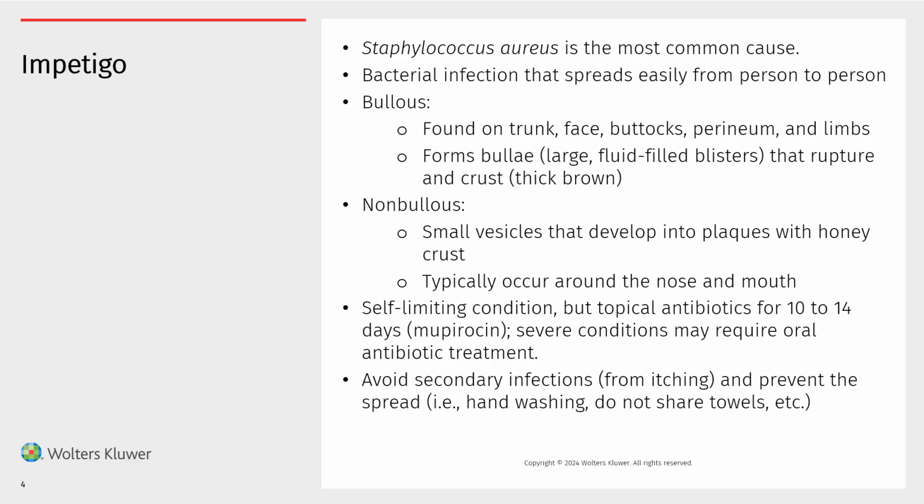It comes from a Staph aureus infection, which is a bacteria, and we find that there are little wheals or bullous marks on the trunk, face, buttocks, perineum, and limbs, and these are fluid-filled blisters. Or you could see non-bullous breakout, which is small vesicles that develop into plaques with kind of a honey crust on them, typically around the nose and the mouth.